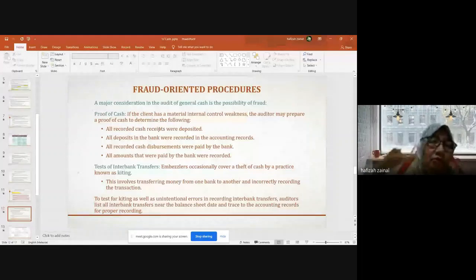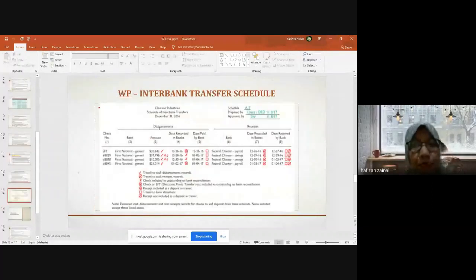From there they visualize and can see the pattern. Basically, you study the pattern of the transactions. You are looking for non-common transactions that happen in the bank. All right, so this is another example of a working paper.